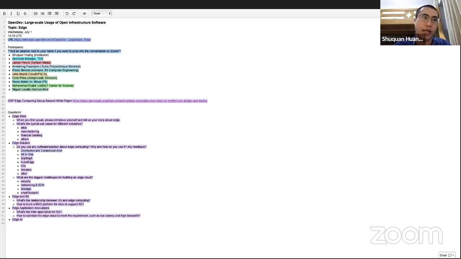We also have some discussion about edge footprints. Do you need a small footprint for the edge devices? How do you manage them? How do you use IoT solutions to manage them?